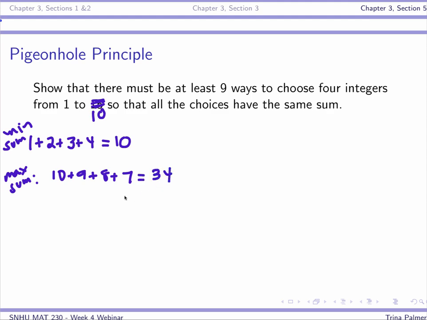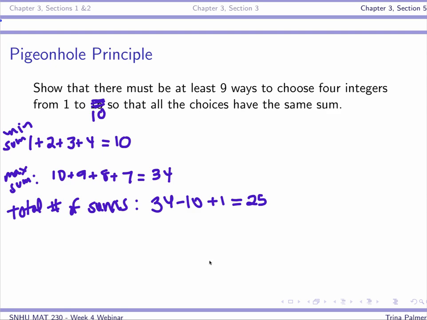So I could have a sum of 10, I could have a sum of 11, all the way up to 34. So the total number of sums, if you count starting at 10 and ending at 34, you'll end up with 25. So you're really doing a kind of 34 minus 10 and plus 1, because when you subtract you don't count one of the endpoints, so we need to count both those endpoints, so we're adding 1 to it, and that gives us 25.